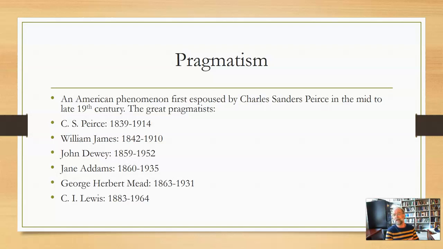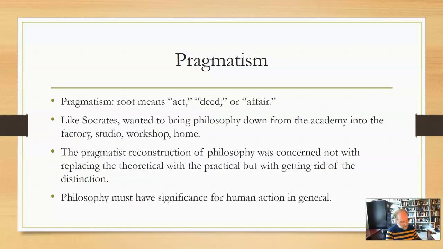But notice the timeline. Peirce died in 1914, and James in 1910. So they were sort of the early pioneers. John Dewey, even though he was born in the latter part of the 19th century, wrote all the way up until he died in the 1950s. And he is probably one of the most influential philosophers ever. So that's our timeline. Now, the word pragmatism comes from a root that means act, deed, or affair.